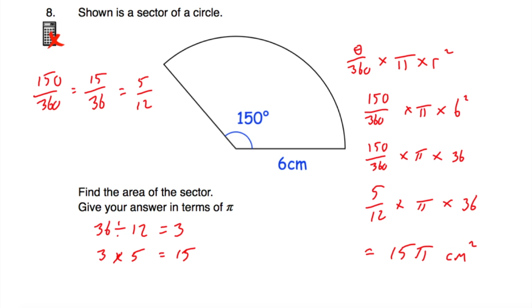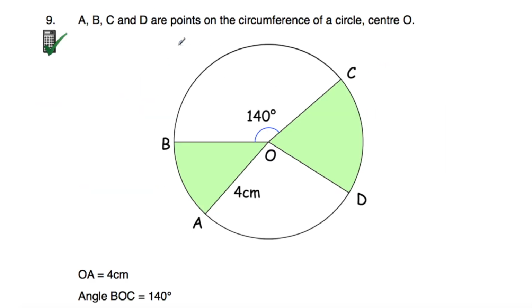Okay, let's look at our next question, question number 9. Okay, so question number 9, we've been given this circle and we're told that the points A, B, C, D are points on the circumference of a circle, centre O. So this is a circle and we've got the centre of the circle being O, and we've been told that OA, so the distance from O to A is 4 centimetres, so the radius of the circle is 4 centimetres.